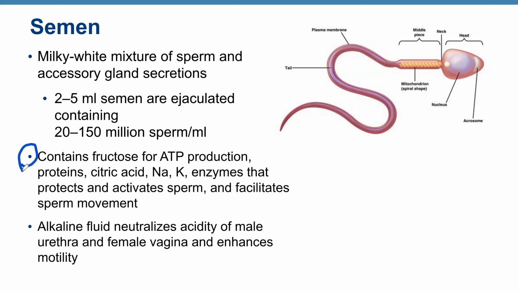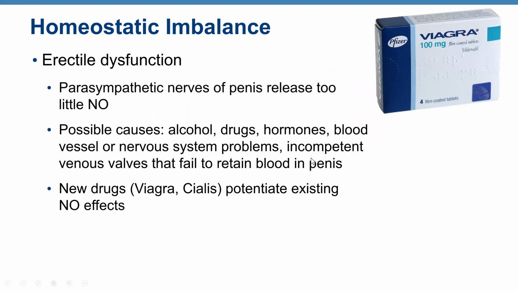So semen contains fructose for ATP production, proteins, citric acid, sodium, potassium, and enzymes that protect and activate sperm and facilitate sperm movement. The alkaline fluid of semen neutralizes the acidity of the male urethra and female vagina and enhances motility of sperm. So of course, sperm without semen would never survive, right? In an organism, not in a laboratory. In a laboratory, they might survive, but not in a living organism.